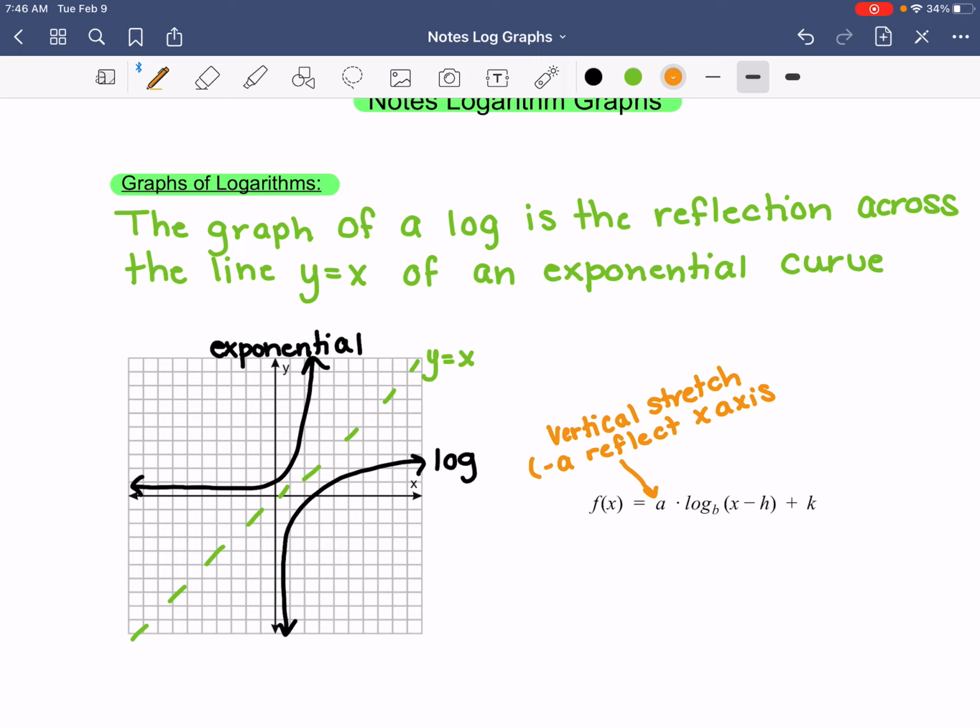The next piece is, we're going to talk about the h value. The h value is a really important one. This is your horizontal shift, so this moves it left and right. It's also the asymptote for your graph. The asymptote's a vertical asymptote, so it's going to be the line x equals h. What you need to remember about h is that you have to change the sign. It's opposite of what's in the parentheses.